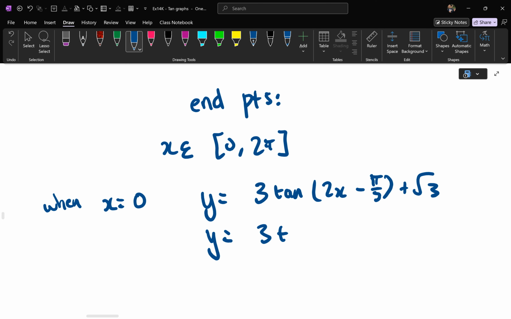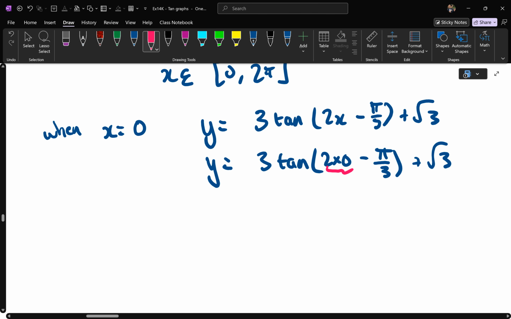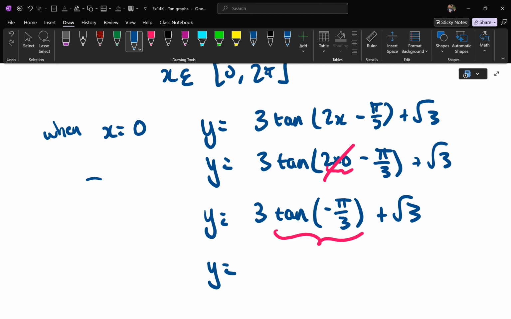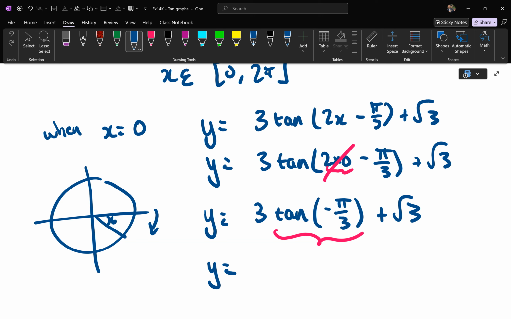So it becomes y equals 3 tan of 2 times 0 minus pi on 3 plus root 3. 2 times 0 is 0. So you're really just working out 3 times tan of negative pi on 3 plus root 3. Now going back to your exact values. What is tan of negative pi on 3? Yep, so that's negative 60 degrees. So because it's negative, it means you're going clockwise. So clockwise 60 degrees. So you're down in quadrant 4. But tan of 60 degrees. What's tan of 60 degrees?